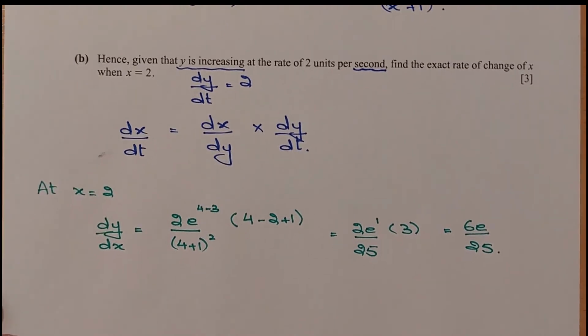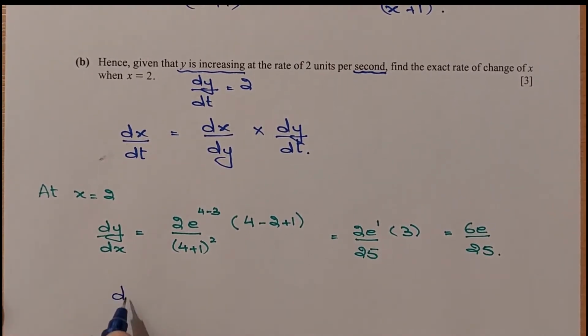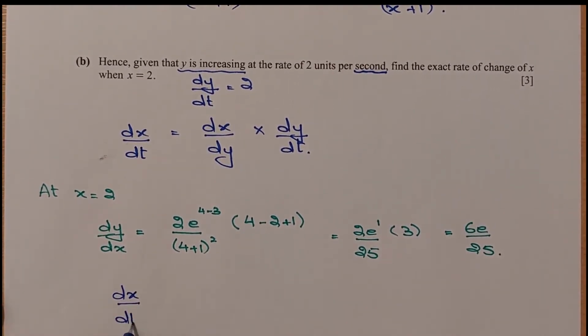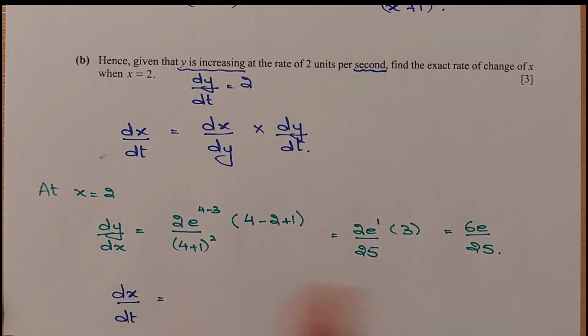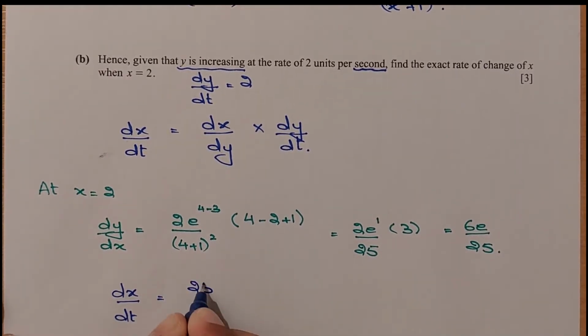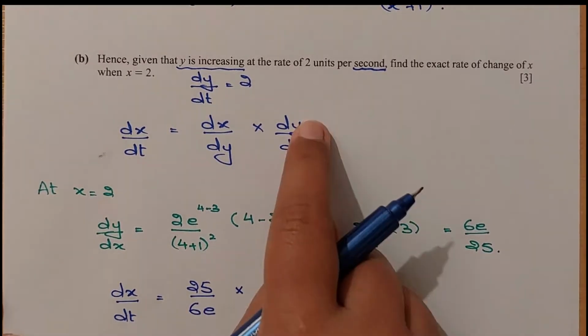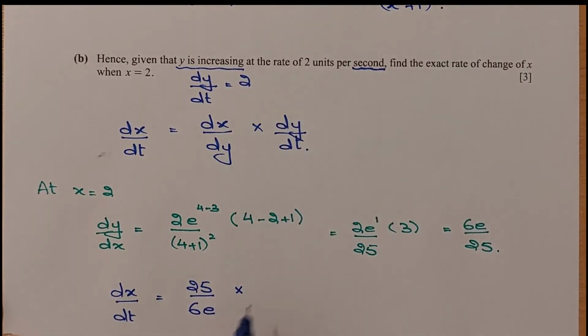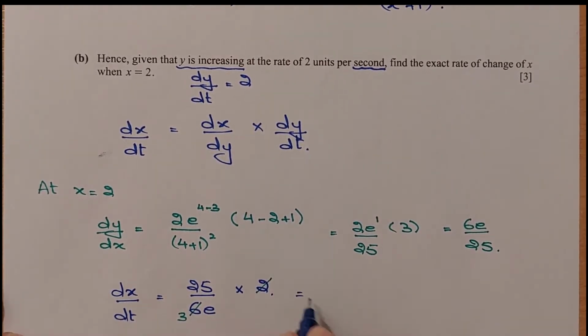So let me substitute the value here. So that is dx/dt is equal to the reciprocal of this function, 25 over 6e, times dy/dt, that is equal to 2. Okay, so now we have 2 times 1 is 2, 2 times 3 is 6, and the answer is 25 divided by 3e.